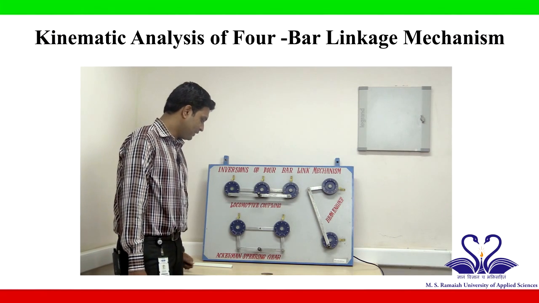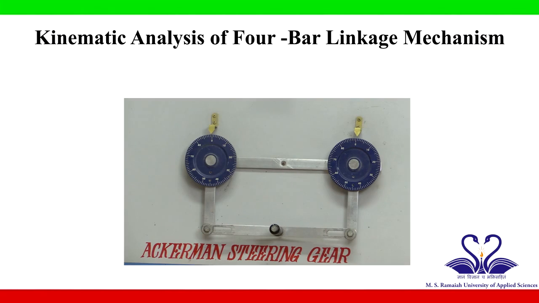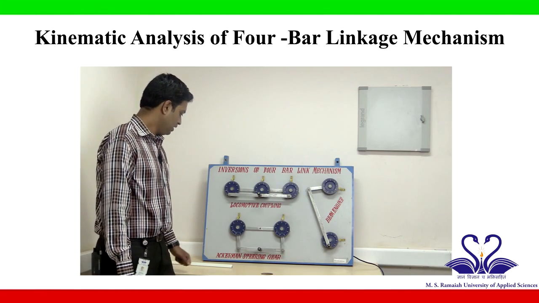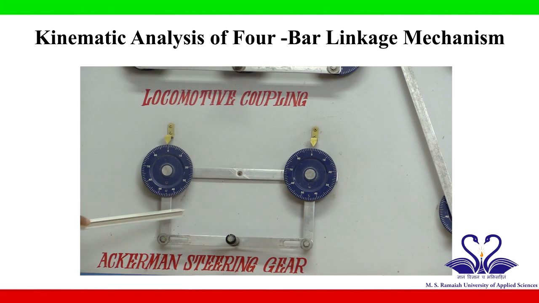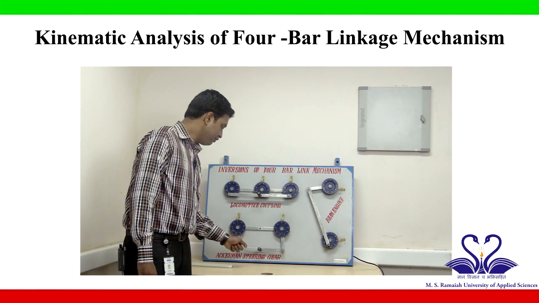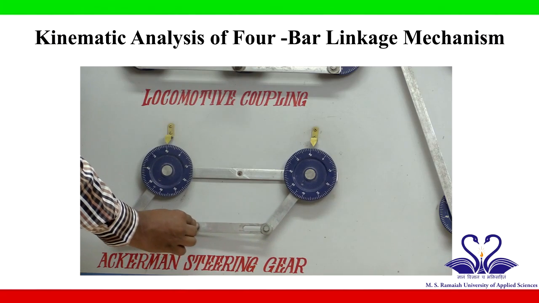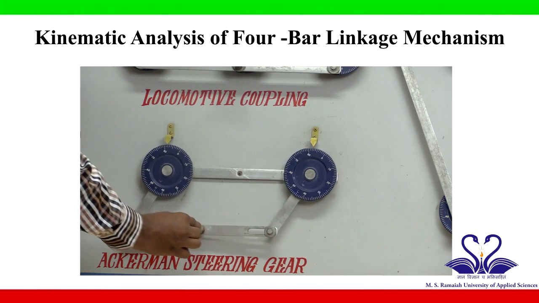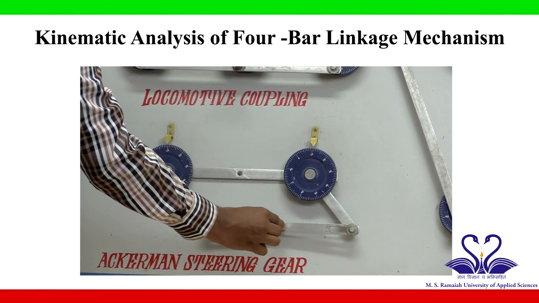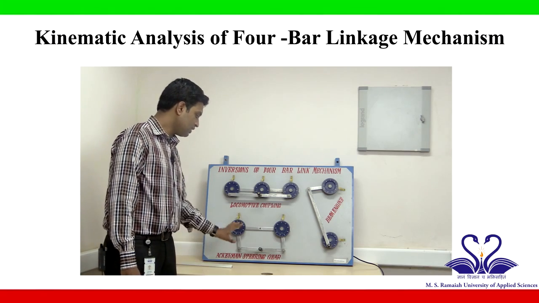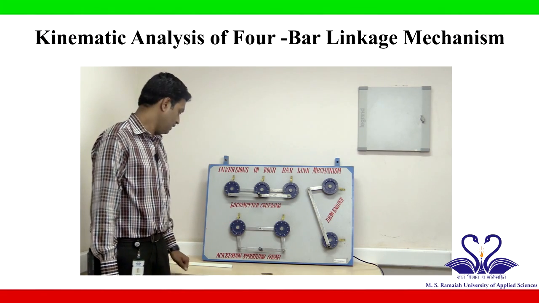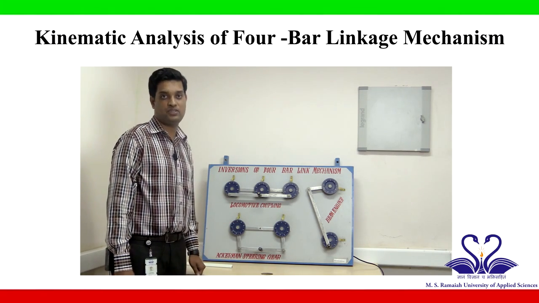One more application of 4-bar mechanism is Ackermann steering gear system, in which these two are crank and rockers which are of equal lengths. If we try to give input to the coupler link, so this is how we can give an input to the coupler link, so that we can expect equal angular rotations at both the cranks. This type of mechanism is used in automobile steering systems.